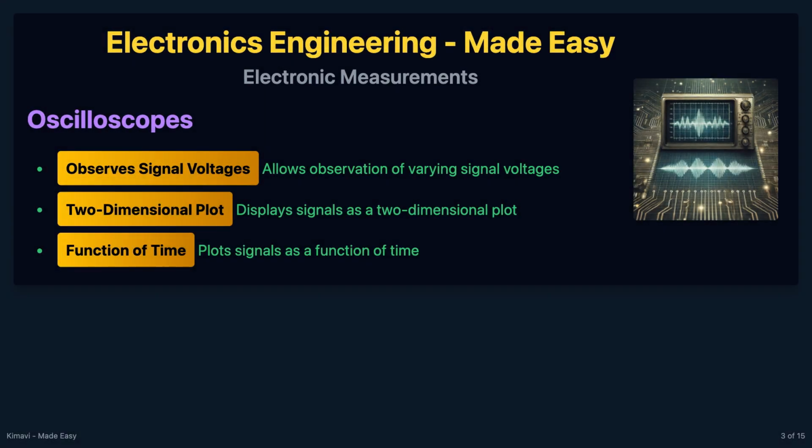An oscilloscope is an electronic test instrument that allows the observation of constantly varying signal voltages. It usually displays these as a two-dimensional plot of one or more signals as a function of time.